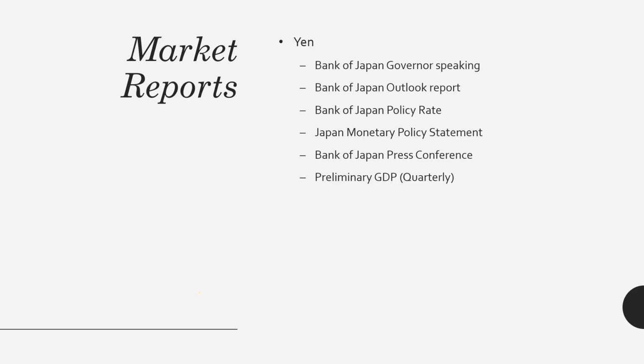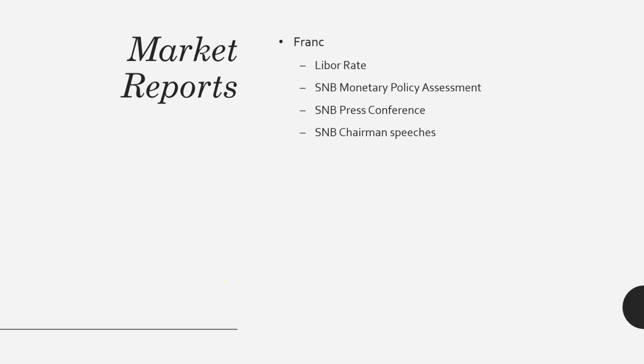On the yen, any of the Bank of Japan governor speeches will be tradable. The Bank of Japan outlook report, policy rate, policy statement, and press conference. The only issue with trading those is they don't give you an exact time. So they're a little bit harder to trade. But you do have the preliminary GDP quarterly release, which is also tradable. Now, on the Swiss franc, about the only one that you really have is the SNB press conference, the chairman's speeches, the monetary policy assessment, and of course the rate announcement.